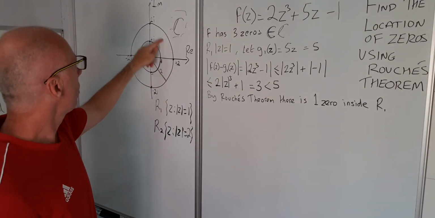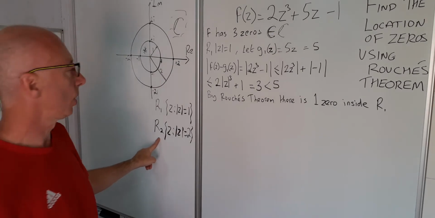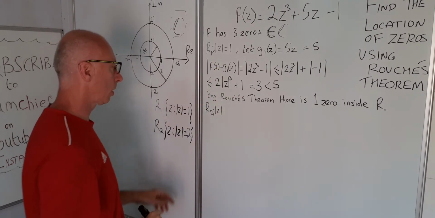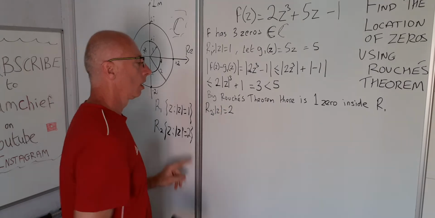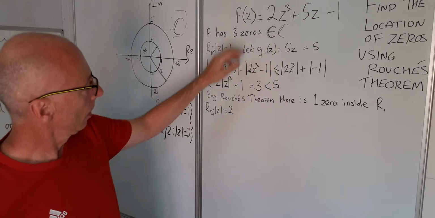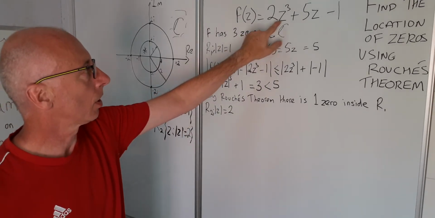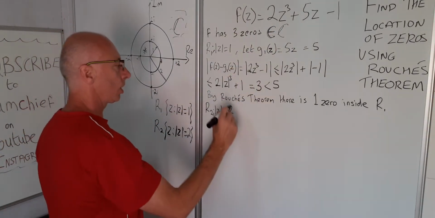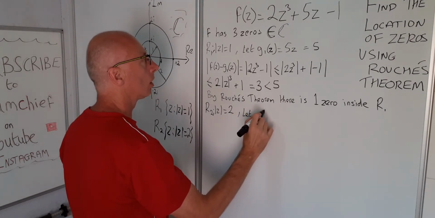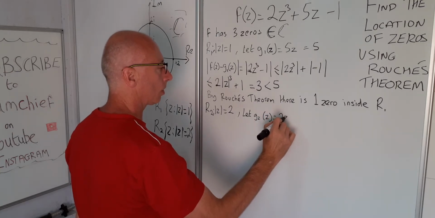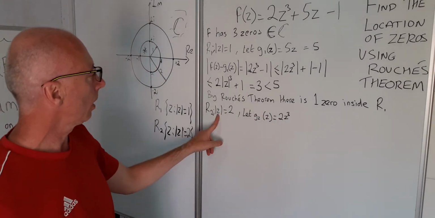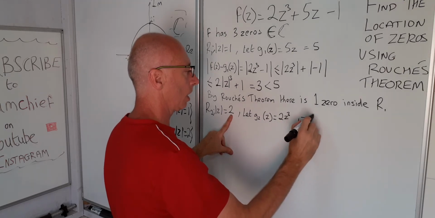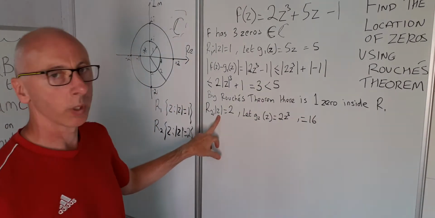Now what we want to do is find out if there's any zeros in this bit here. So now we concern ourselves with the second region. So that one there, the modulus of z equals 2. So now we're looking for the dominant term again. So when modulus of z is 2, this one is going to be the dominant term, because 5 2s are 10, or 2 cubed is 8 times 2 is 16, so that's the dominant term. So now we'll let g2 of z equal 2z cubed. Now just plugging in for when z is 2, we'll let that equal 2 cubed is 8 times 2 is 16. So we evaluated that on this point here.